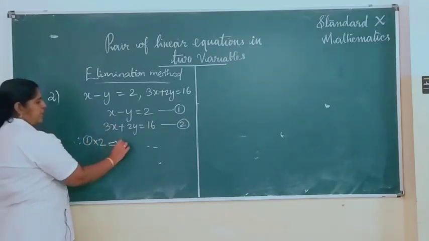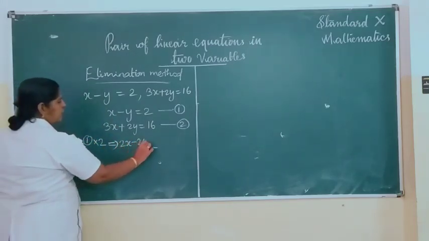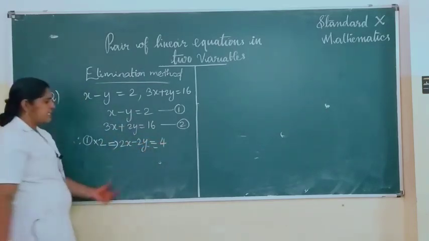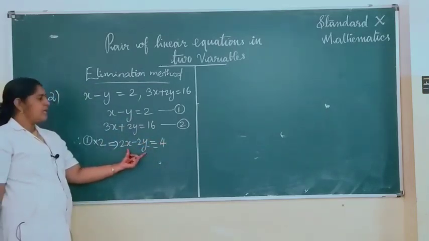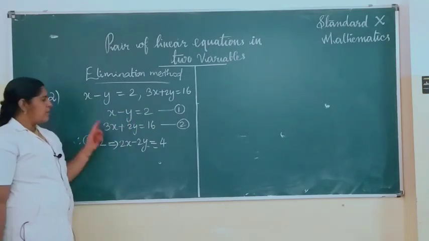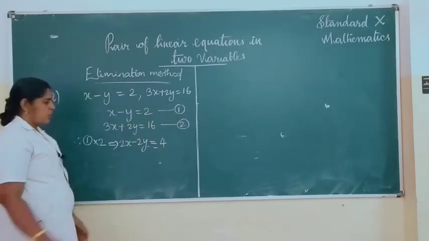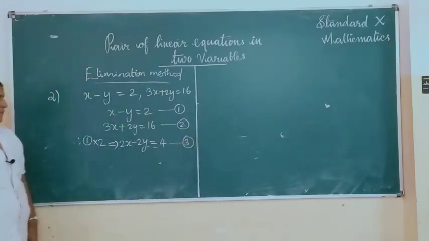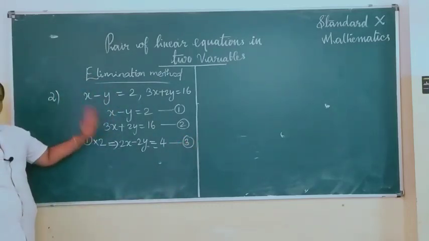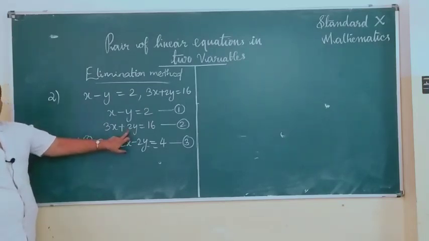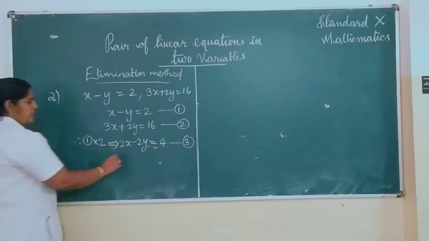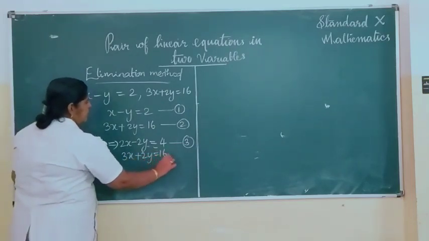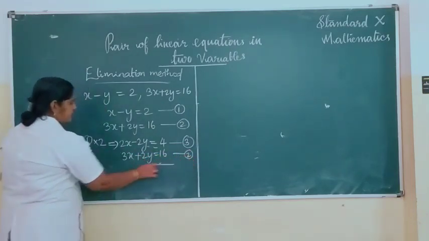Implies, what happens here? 2x minus 2y equal to 2 into 2 is 4. So this is a new equation, equivalent to the first one, obtained by multiplying by 2. Now you can make this new equation number 3. The second equation we are using as it is, because 2y is already there. So therefore 3x plus 2y equal to 16. That is our second equation.